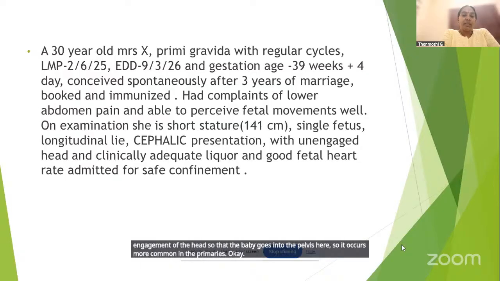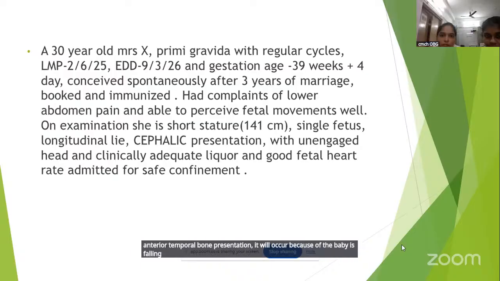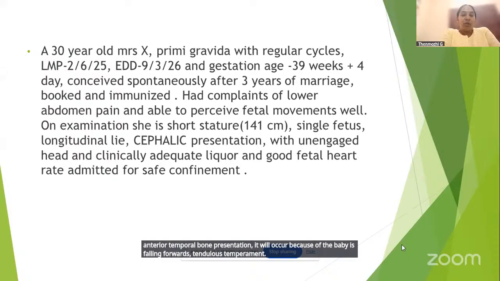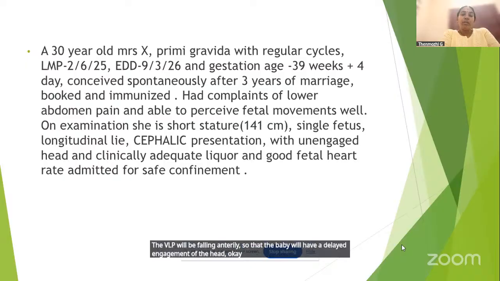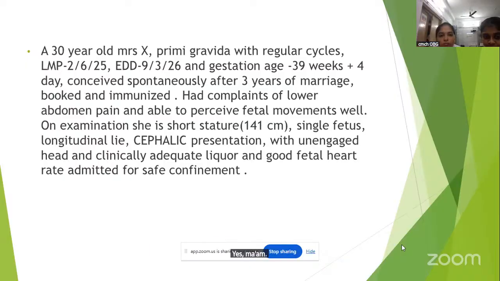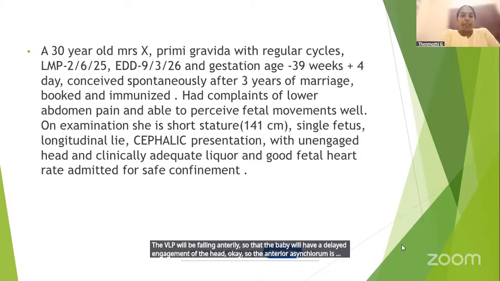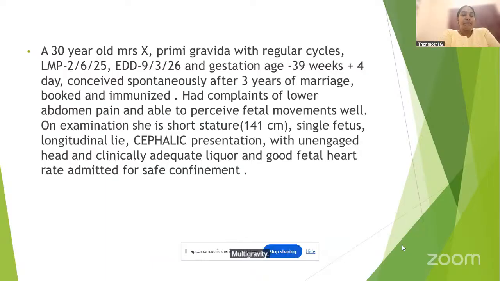Whereas anterior asynclitism, the anterior parietal bone presentation, occurs because the baby is falling forwards in a pendulous abdomen. The baby will be falling anteriorly, so the baby will have a delayed engagement of the head. So anterior asynclitism is common in multigravida. This is the special type of engagement that occurs in case of the flat pelvis.